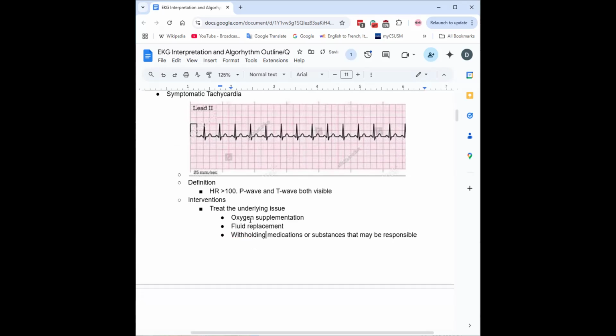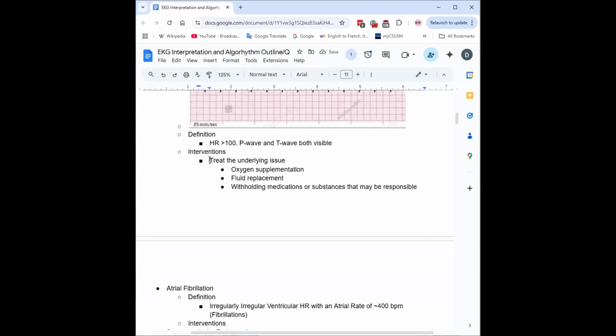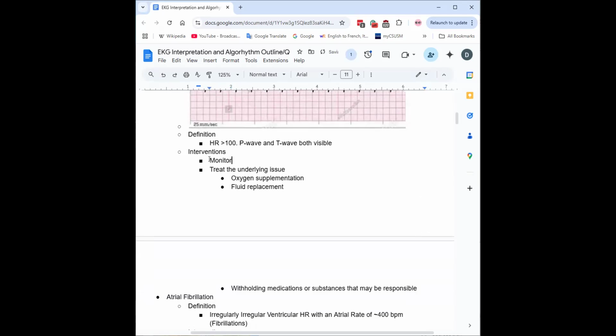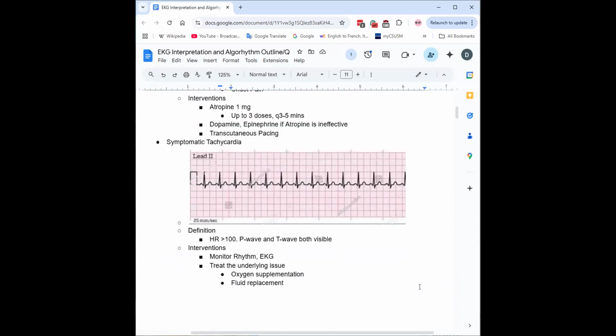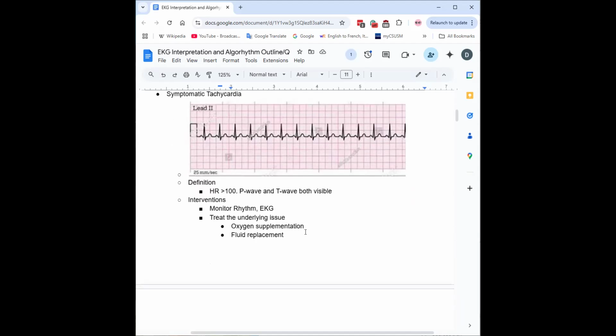Something else that could be done is to monitor their rhythm, so that's where the EKG can come in. Then symptomatic vagal stimulation. I mean, that's what they say for SVT, but it should be the same kind of idea still, because vagal stimulation is technically going to cause a decrease in heart rate, so it should technically still work if you really want to.